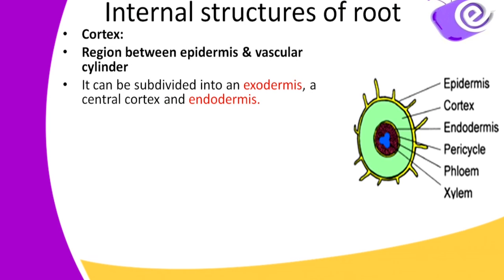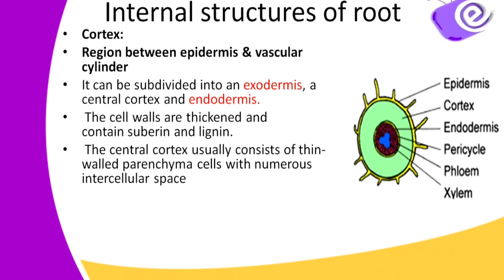This is the region between the epidermis and the vascular cylinder. You can just locate it by looking at our diagram. The cortex is the light greenish region in our diagram. It can be subdivided into three: the exodermis, the central cortex, and the endodermis.